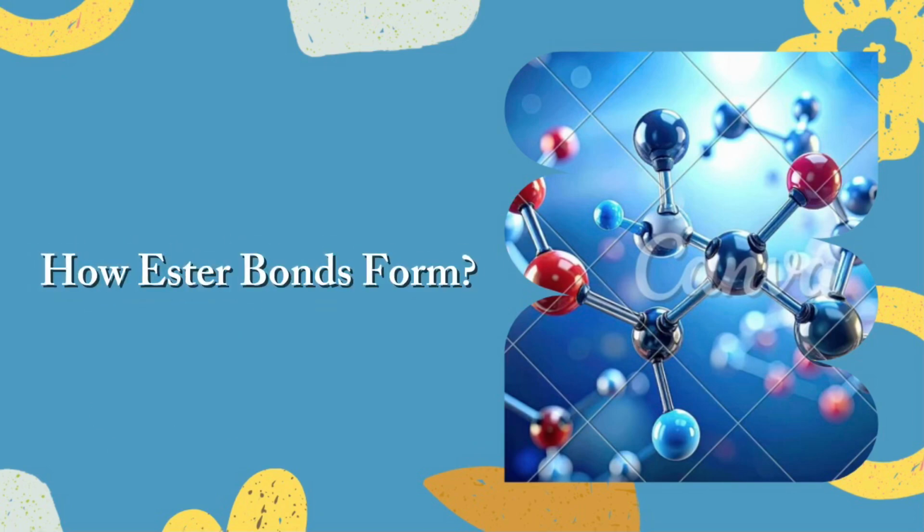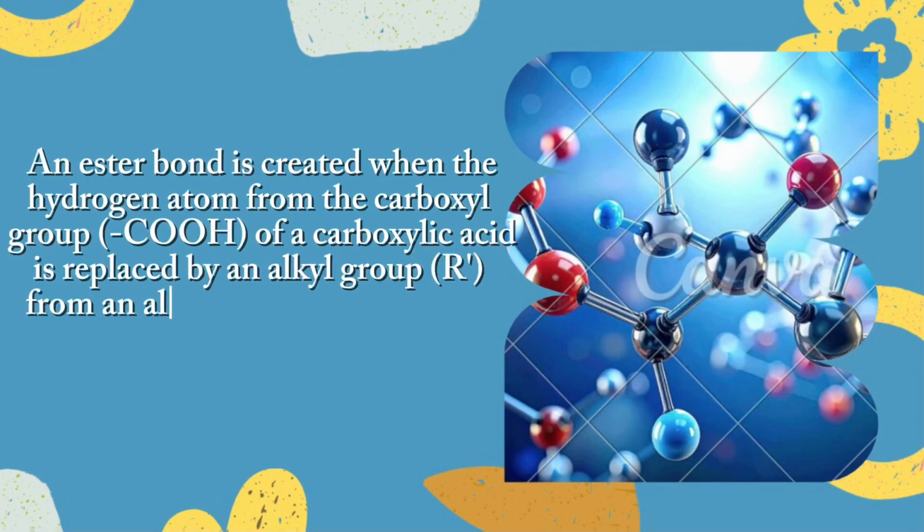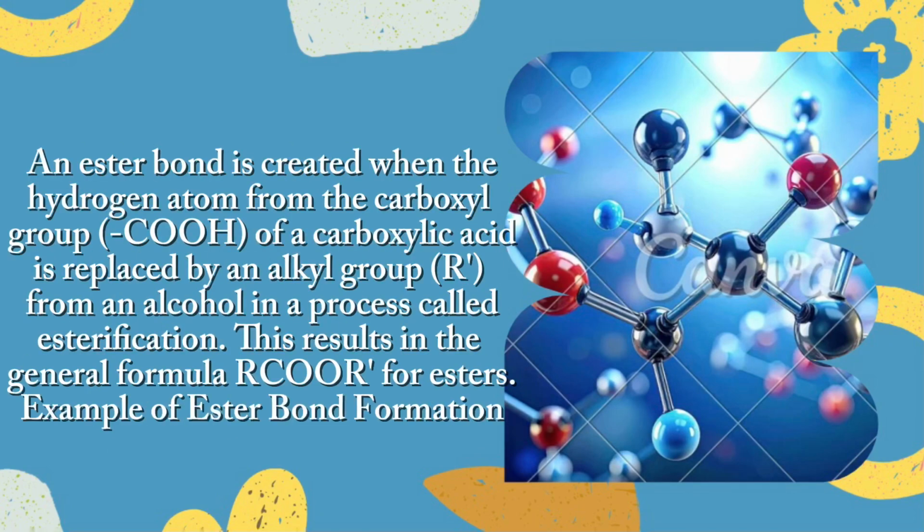How do ester bonds form? An ester bond is created when the hydrogen atom from the carboxylic group, which is the -COOH of our carboxylic acid, is replaced by an alkyl group, which is the R, from an alcohol in a process called esterification. This results in the general formula RCOOR for esters.